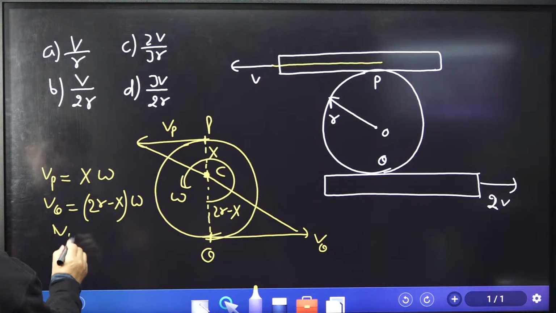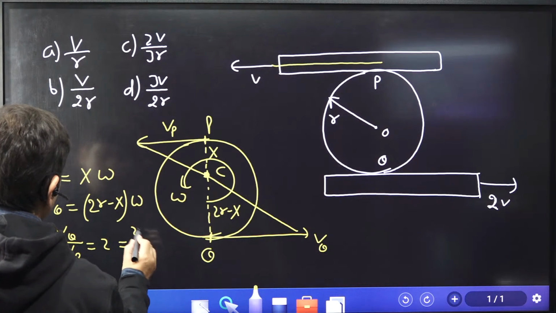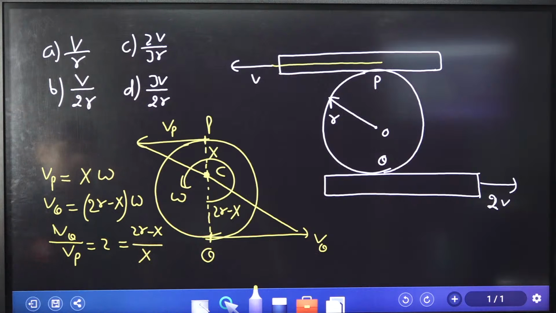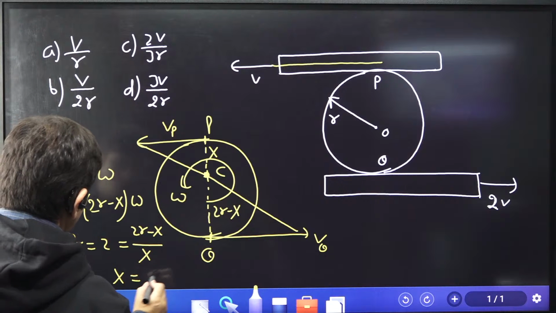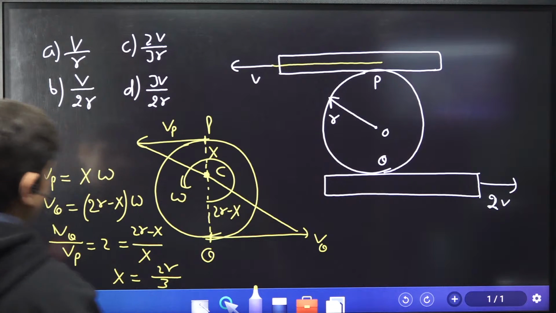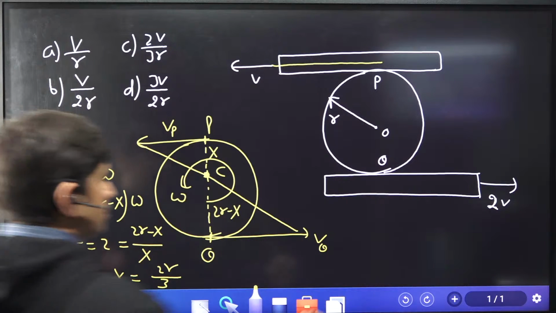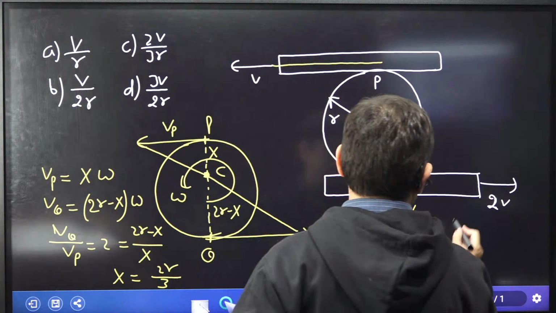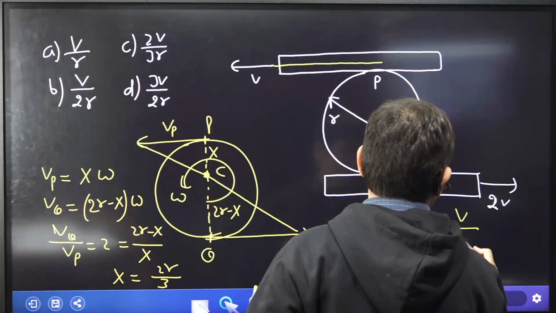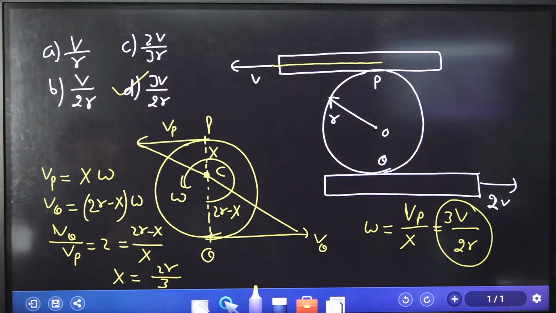Now if I divide VQ by VP, VQ is 2V, VP is V. That gives 2 equals (2r minus x) over x. So 2x plus x, 3x, gives x equals 2r over 3. And what he has asked you to calculate is omega. So omega is equal to VP over x. What is VP? That is V. What is x? 2r over 3. So 3V by 2r is the answer for this question.